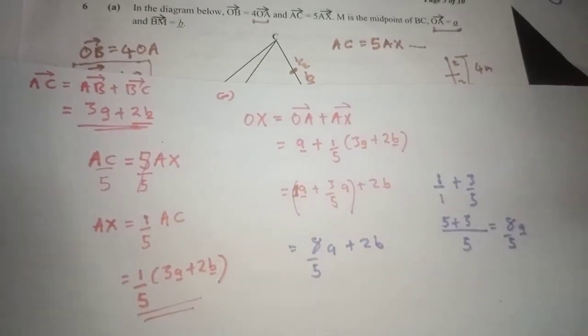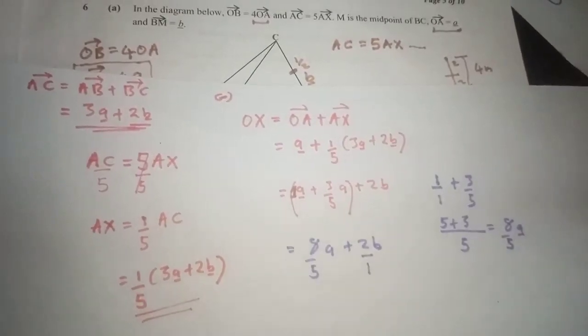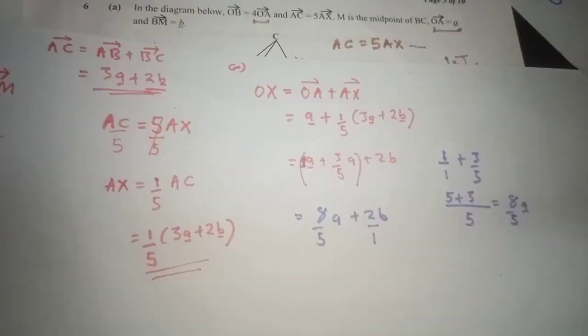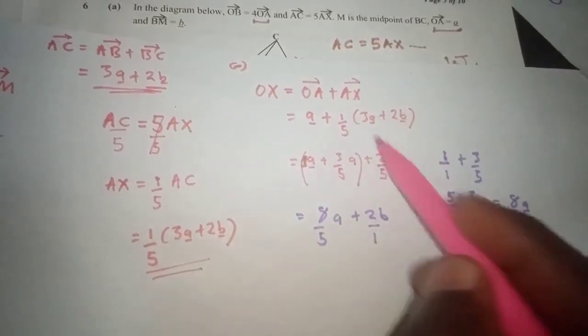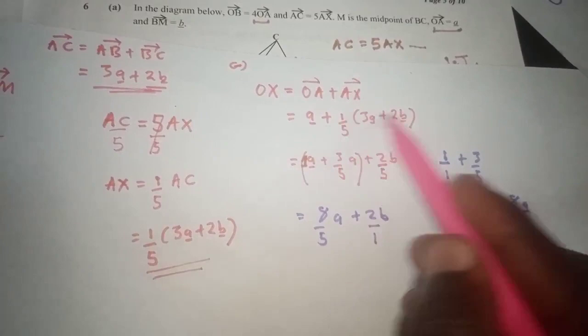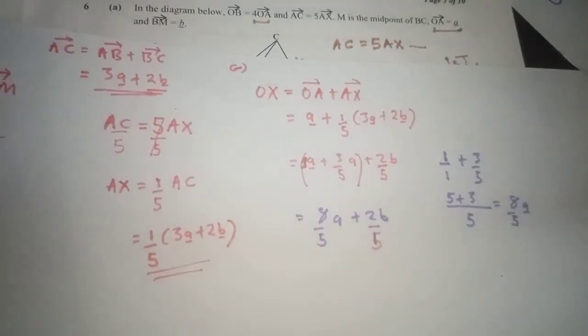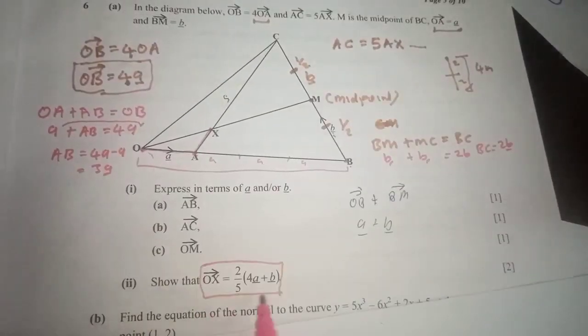So now, just to make things easy, let's put this over 5 so that we can do our factorization properly. This again is supposed to be 5, you expand this and this and you get 5. So here it is 5. Now we want to show that OX is this.